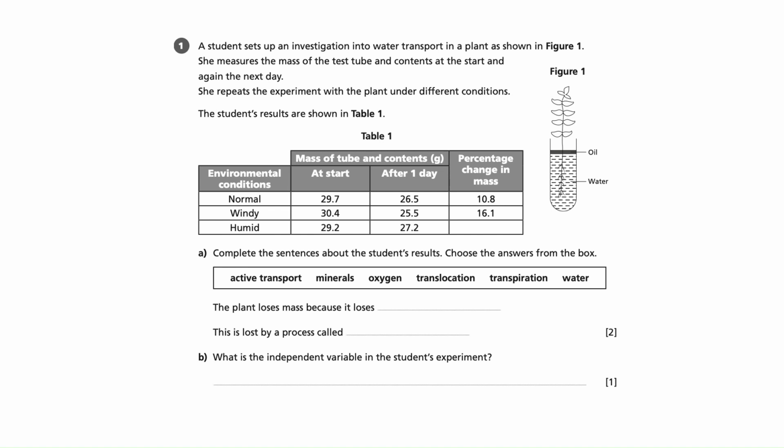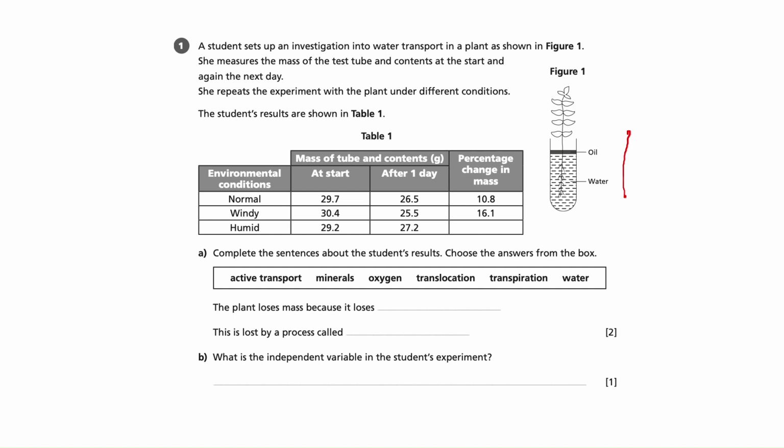Question 1. A student sets up an investigation into water transport in a plant as shown in figure 1. She measures the mass of the test tube and contents at the start and again the next day. She repeats the experiment with the plant under different conditions. The student's results are shown in table 1. So we can see figure 1 on the right here with oil, water in our plant.